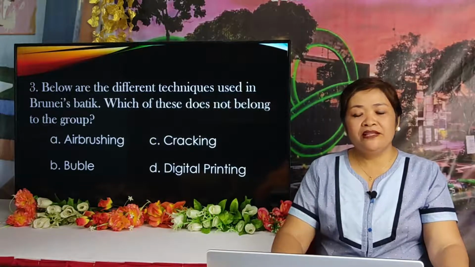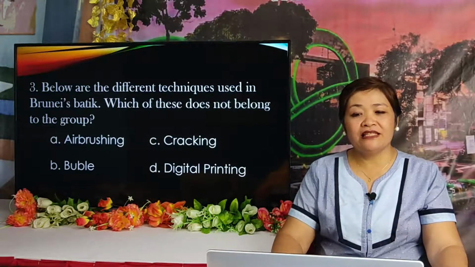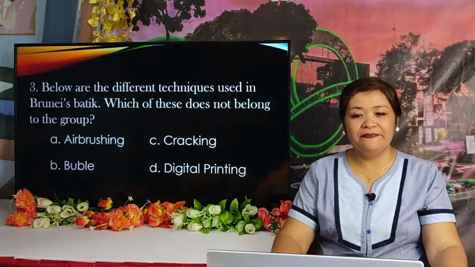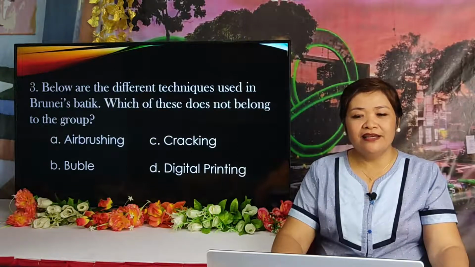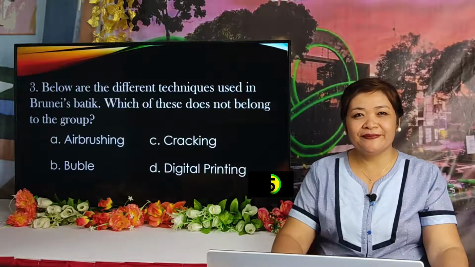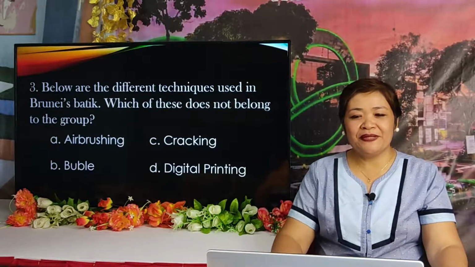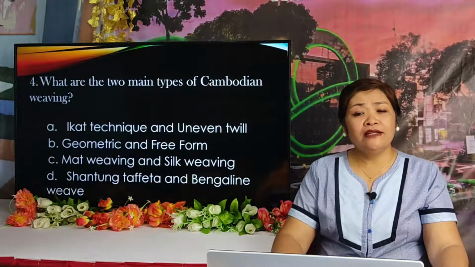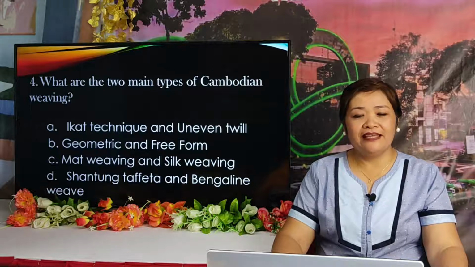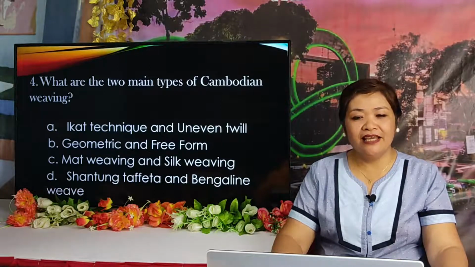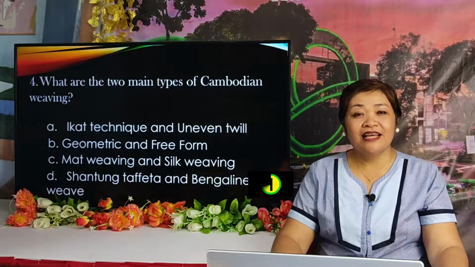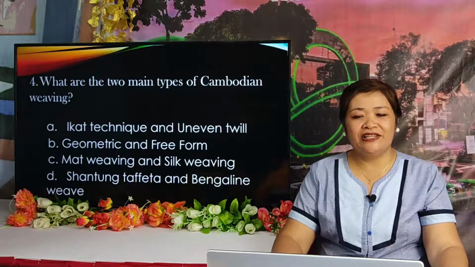Number 3. Below are the different techniques used in Brunei's batik. Which of these does not belong to the group? A. Airbrushing. B. Bubble. C. Cracking. D. Digital printing. The correct answer is digital printing. For number 4, what are the two main types of Cambodian weaving? A. Ikat technique and uneven twill. B. Geometric and free form. C. Wat weaving and silk weaving. D. Shantong taffeta and Bengalin weave. The correct answer is ikat technique and uneven twill.